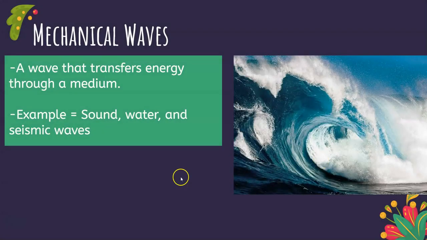All right, mechanical waves. We've got two different types of waves. We've got mechanical waves and we've got electromagnetic waves. Those are the two types of waves that we're going to talk about. So mechanical waves transfer energy through it. They have to have a medium. That could be solids, liquids, gases. It could be the different states of matter, but it's got to be through some sort of medium.